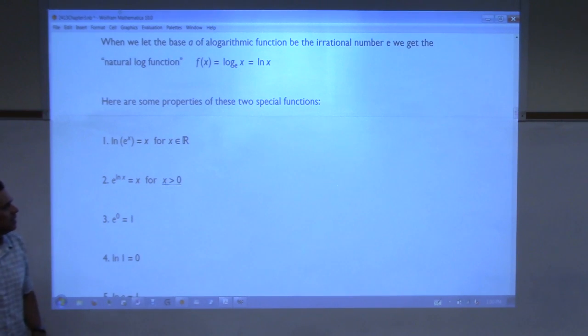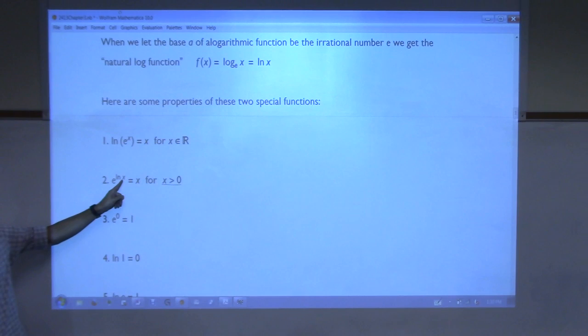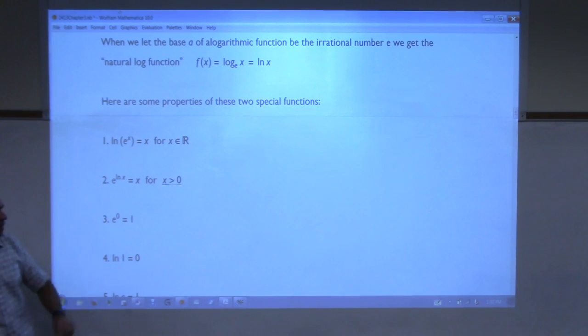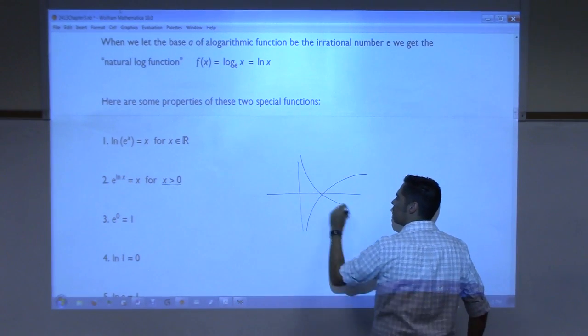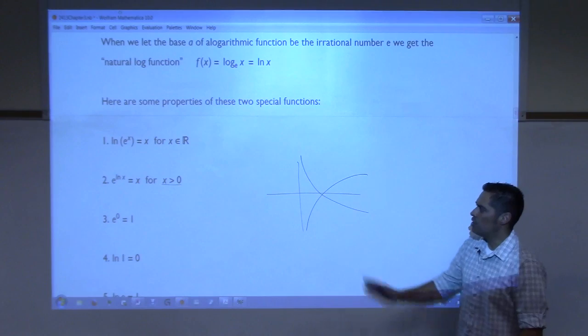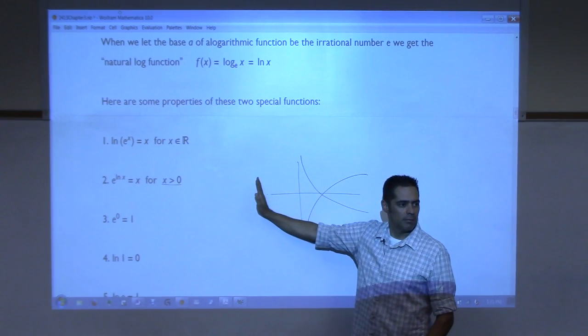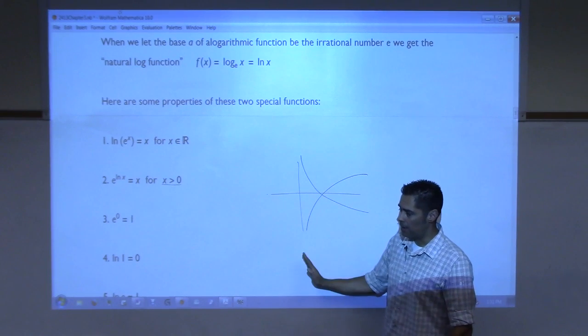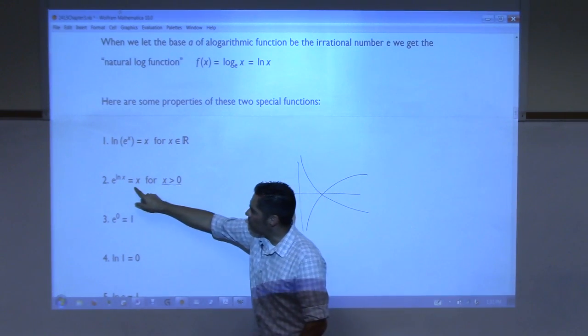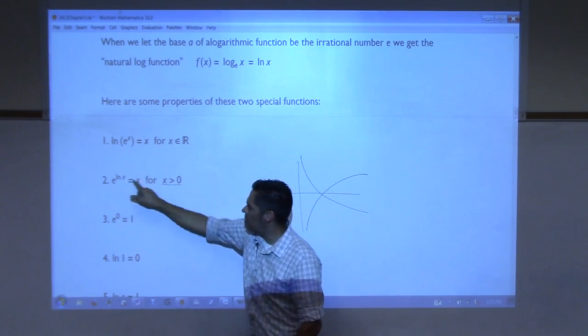Why can't x be less than 0? Log functions are not defined for 0 or negative numbers. Remember the picture of a log? They look like this. You cannot take the log of a negative number. And you cannot take the log of 0. It's undefined. You have an asymptote there. So this property works, they kill each other off, as long as that x is bigger than 0.